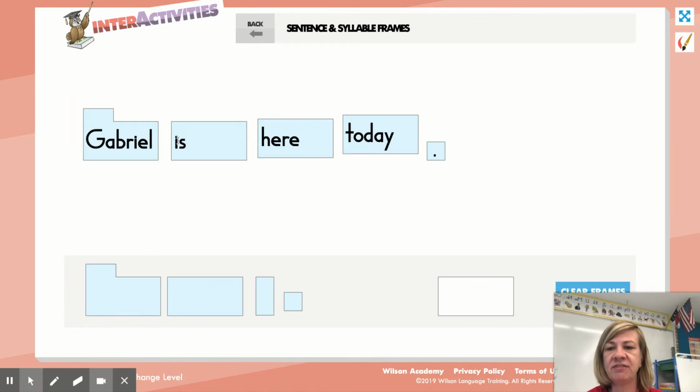So each one of these frames is for a word. And so I see 1, 2, 3, 4 words. Gabriel is here today. 4 words. And I had some more friends today, so I'm going to change the name. And I will say Delilah is here today.